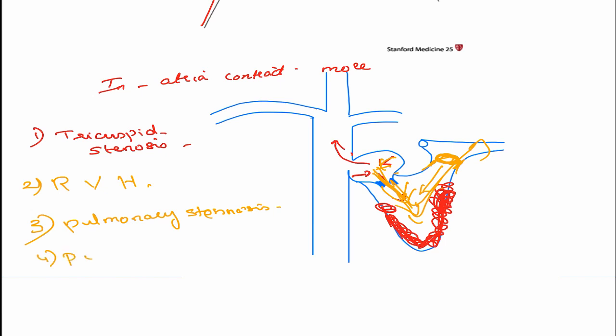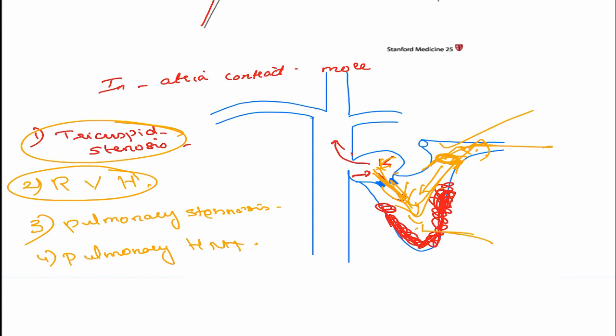And finally, pulmonary hypertension. Again, the same reason, that is the backfiring because of increased pulmonary resistance. In fact, in pulmonary hypertension, we see increased resistance in the pulmonary artery, which also causes a giant A wave, or what is called a large A wave. So one is tricuspid stenosis. The main causes are tricuspid stenosis, right ventricular hypertrophy, pulmonary stenosis, and pulmonary hypertension. Simple, isn't it?